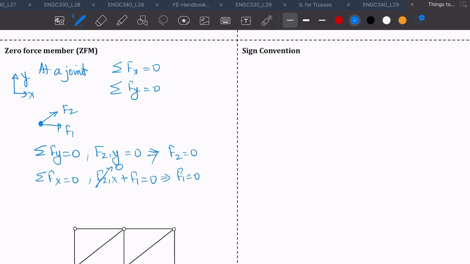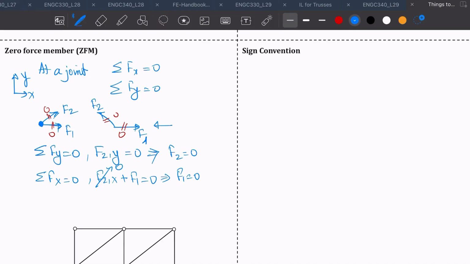So what does the statement say? The statement says that if at a joint you have two non-collinear members, okay, so you have a force 1 and you have its force like this, then all these member forces will be equal to 0 if they are non-collinear. What do you mean by non-collinear? That means they are not linear.